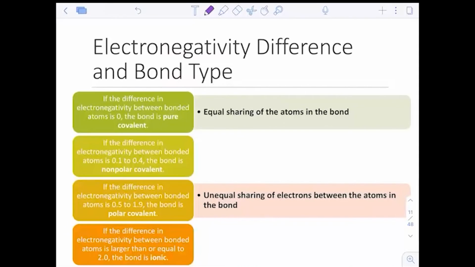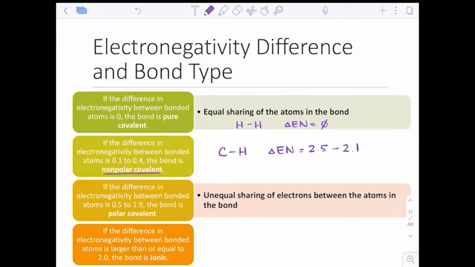Electronegativity and difference in bond type. If the difference of electronegativity is 0, equal sharing, so things like H and H, H2, the change in electronegativity there is 0 because those two atoms are identical. That is what we call pure covalent. Now, if the difference between electronegativity is somewhere between 0.1 and 0.4, the bond is not polar enough to see any sort of uneven sharing of electrons, so we call that non-polar covalent. The typical example will be carbons to hydrogens. Carbon is a 2.5.